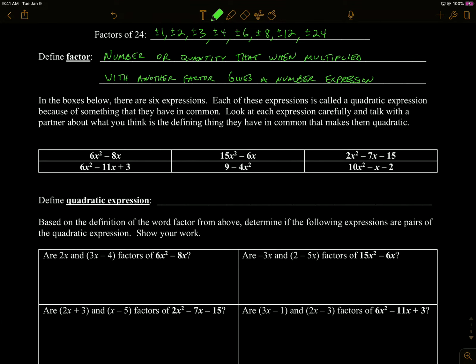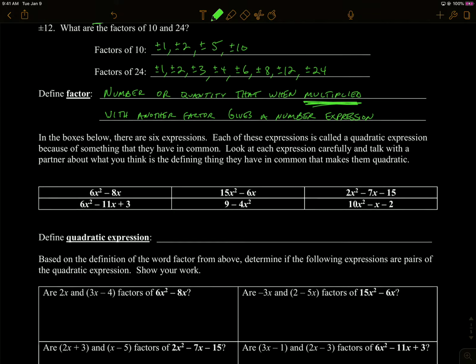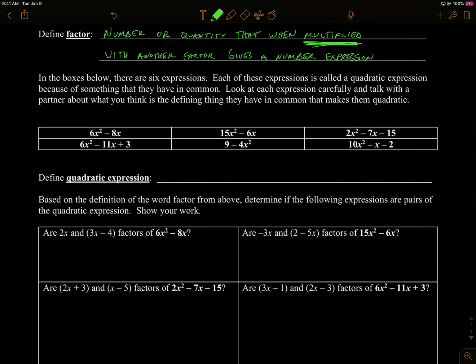So we're going to look at these boxes below, these expressions. Oh, and by the way, factor is really about multiplication. And sometimes because it's multiplication, we have to do division to figure out what it is. As you saw up here, I can find factors by doing division because that's the inverse of multiplication.